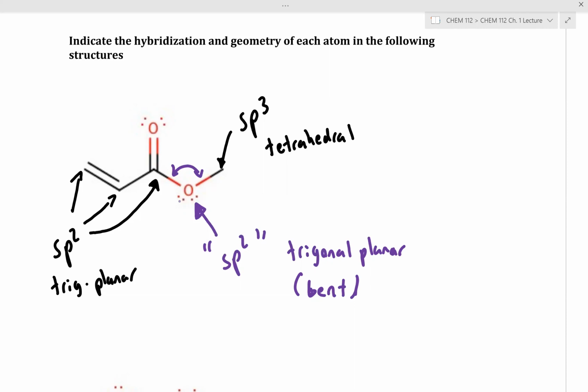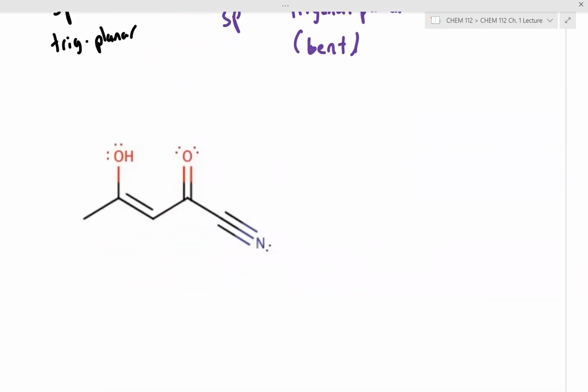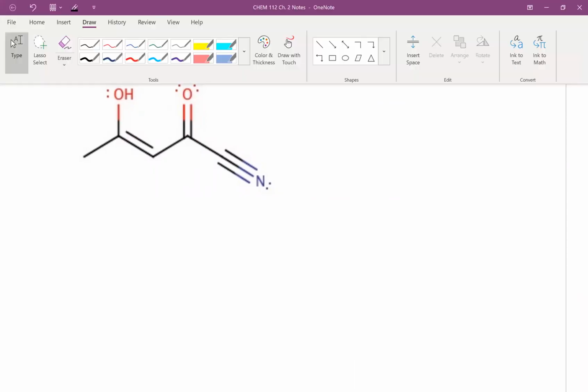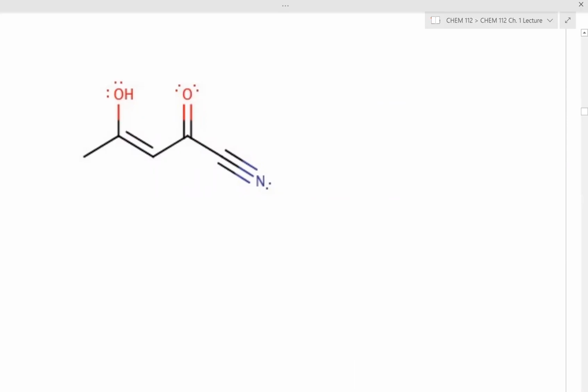Perfect. So what I want you now to do is to take a look at the following structure, assign the geometry and hybridization of each atom in the structure, and make sure you are accounting for resonance in your assigned geometries. Any questions?